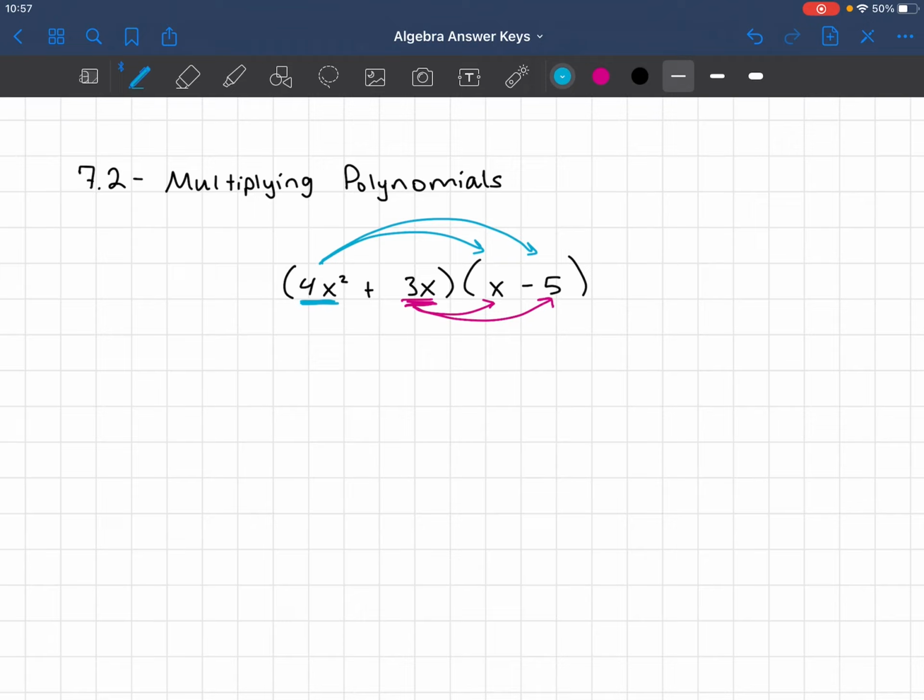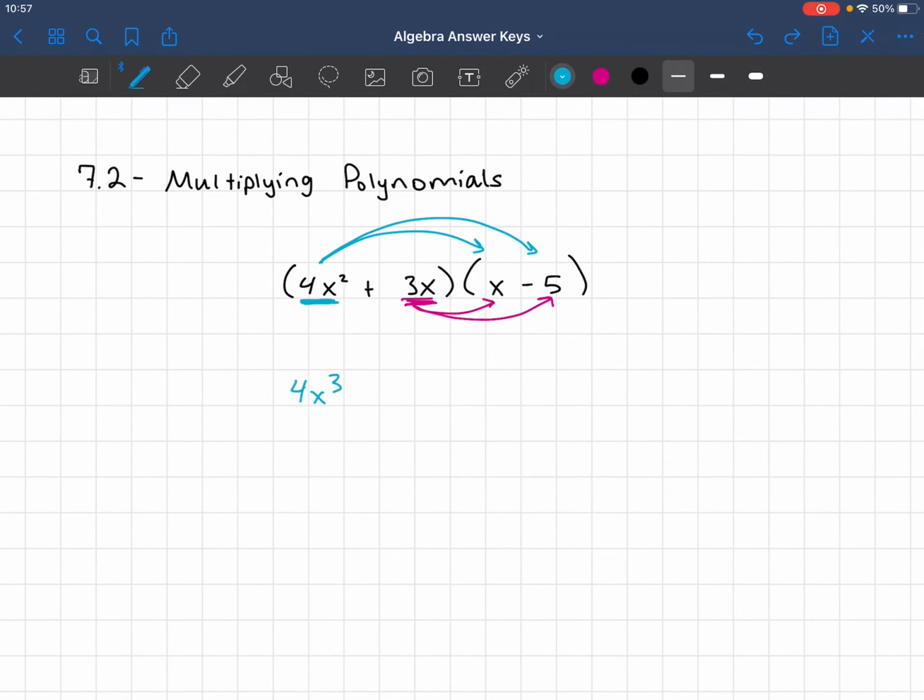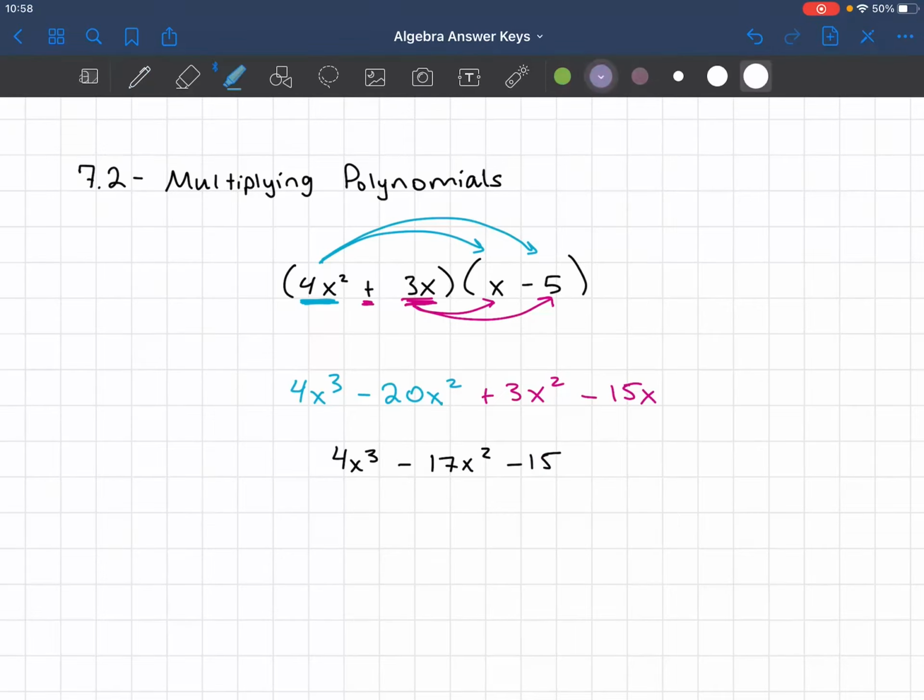When I multiply that out, starting here with 4x squared times 1x, I'm going to end up with 4x to the third. Then I multiply 4x squared times negative 5, and I get negative 20x squared. Then I can move on to my pink terms and do 3x times x, remembering that this is positive. And from there, I can combine my like terms. So this is another valid way of multiplying polynomials. And I'll show you an example of why I like this better using larger polynomials.